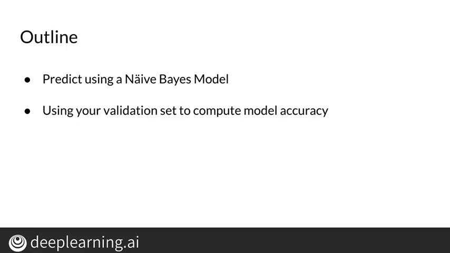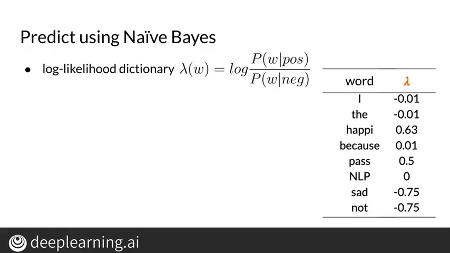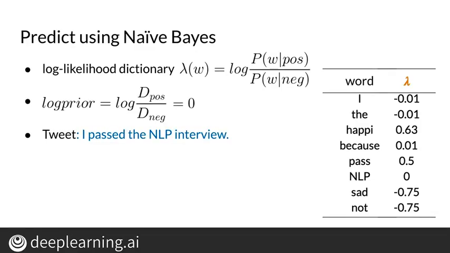You use your test set of annotated tweets. With the calculations you've done already, you have a table with the lambda score for each unique word in your vocabulary. And with your estimation of the log prior, you can predict sentiment on a new tweet. This new tweet says, I passed the NLP interview. You can use your model to predict if this is a positive or negative tweet.